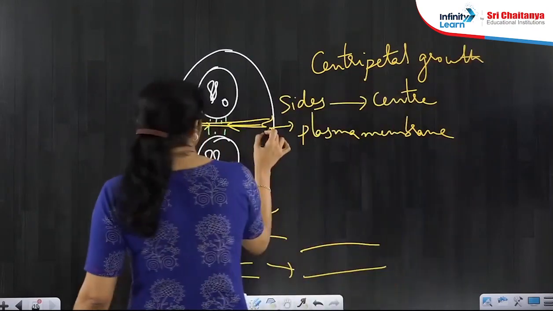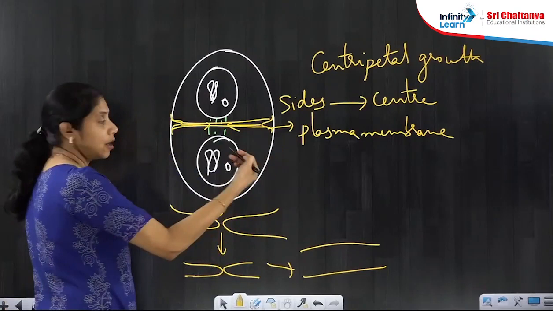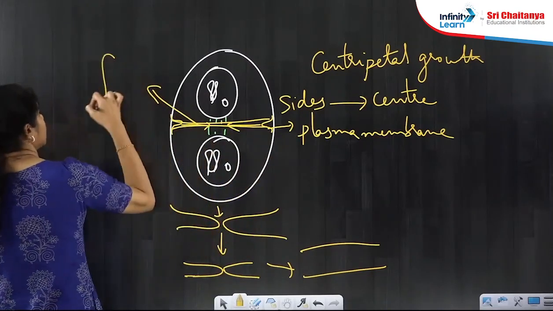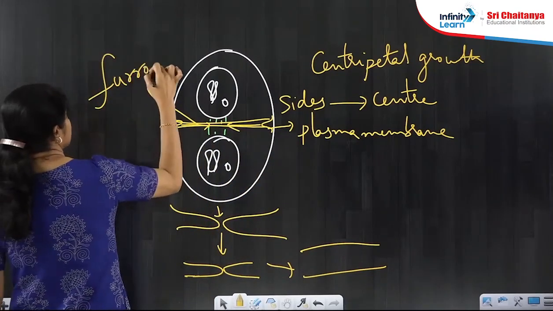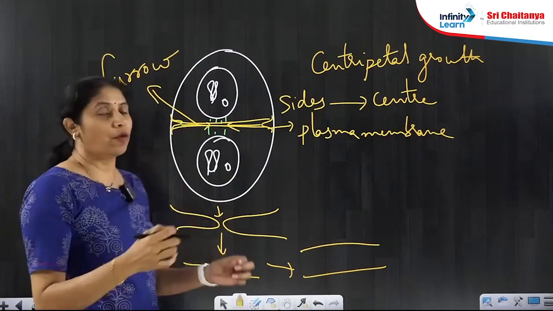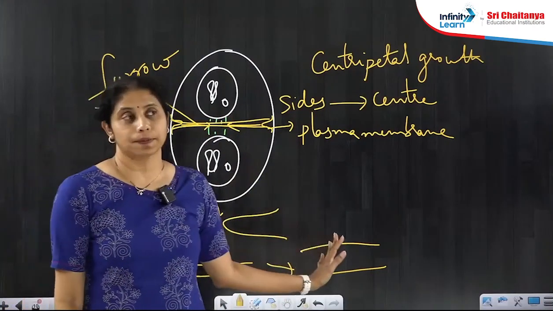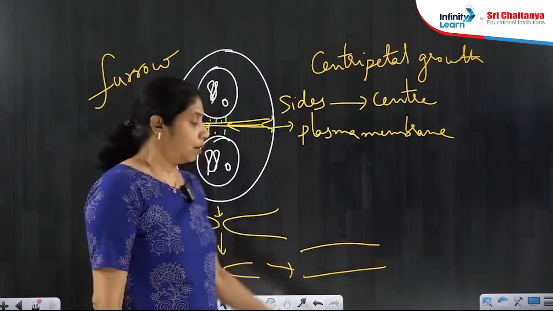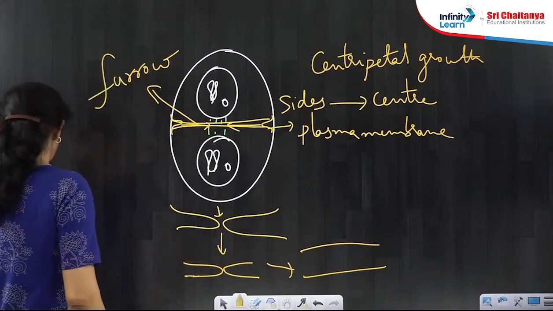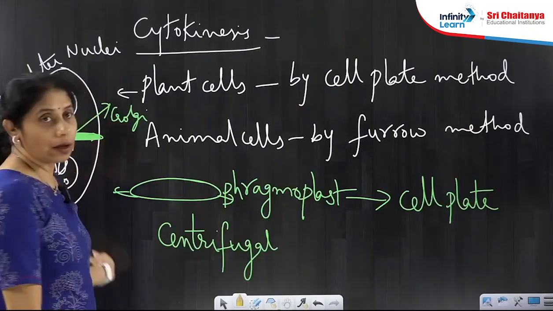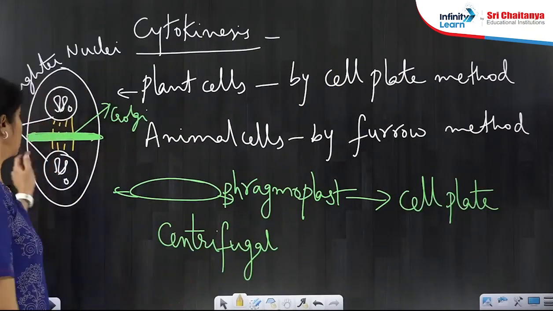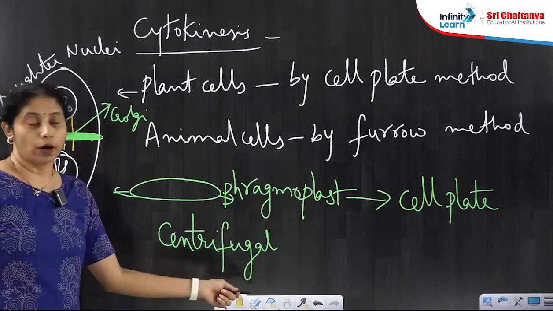And whatever the structure that is formed here due to the plasma membrane invagination, this is called a furrow. You can call it a cleavage furrow also. A furrow will be formed in the parent cell, which divides that parent cell into 2 daughter cells. Okay. So, in the plant cells, it will happen in this way by the cell plate method, which will be growing in the centrifugal way.